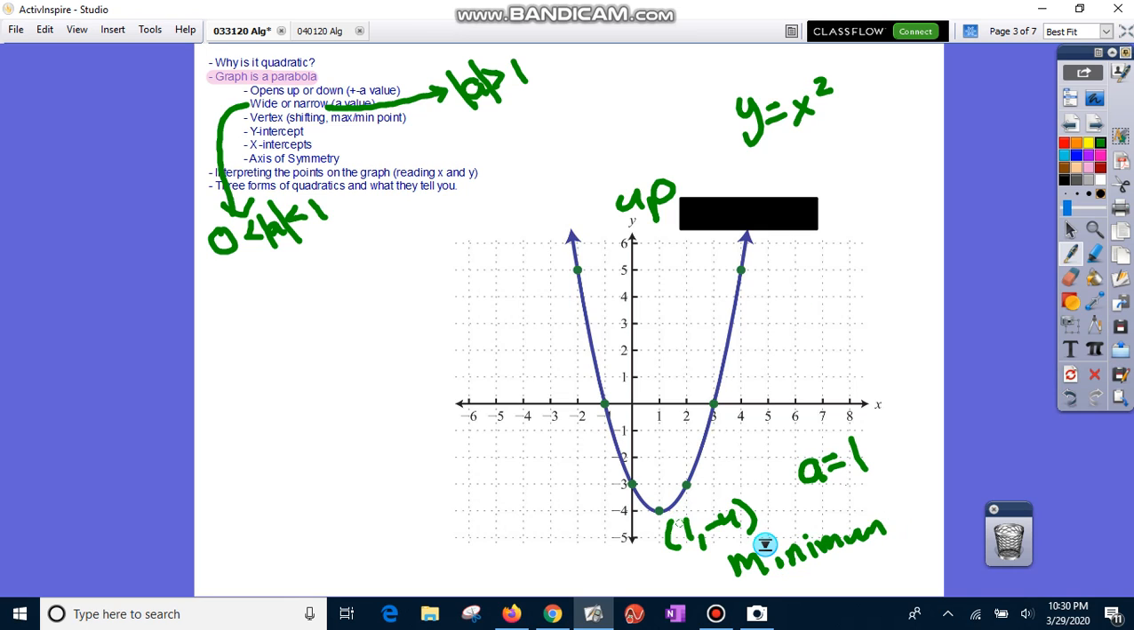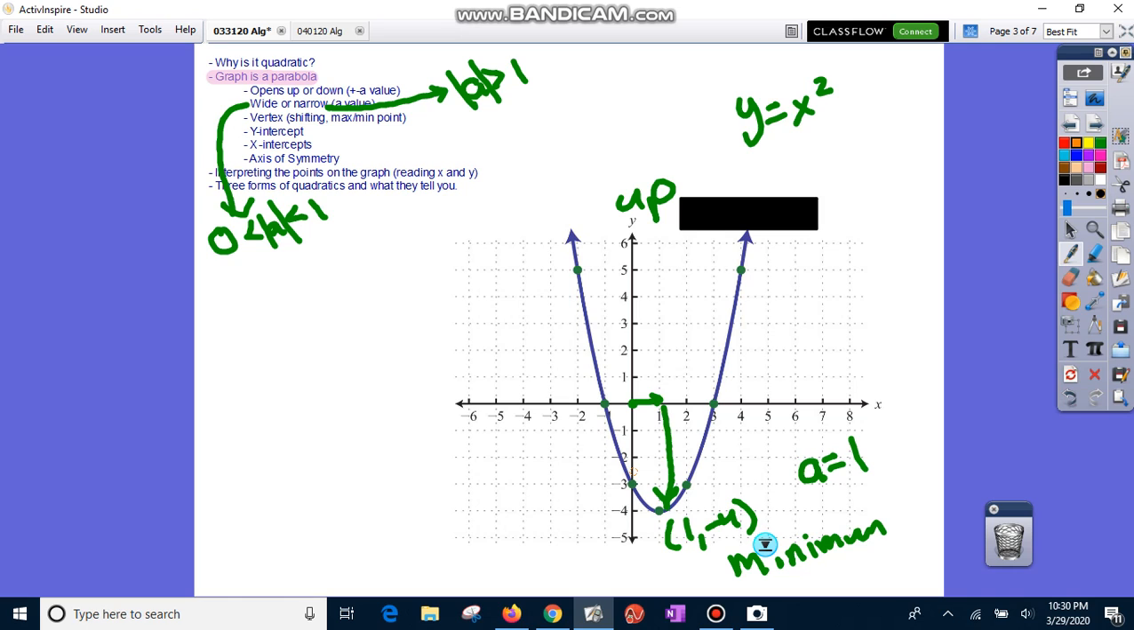And it tells us our shift. So this graph shifted because every vertex starts at 0, 0. So it shifted 1 to the right and 4 down to change where this graph was. Again, it did not make it narrow or wide. It didn't flip it over, anything like that. It just had the shift.